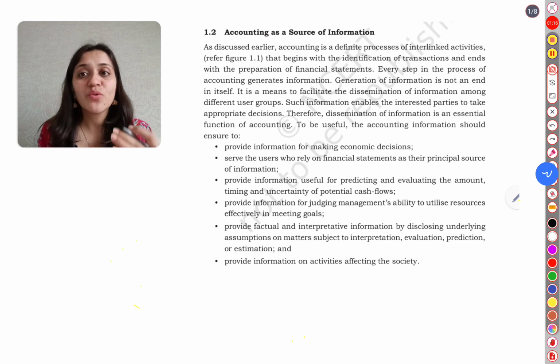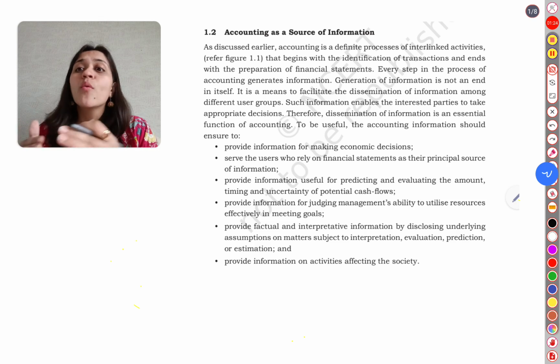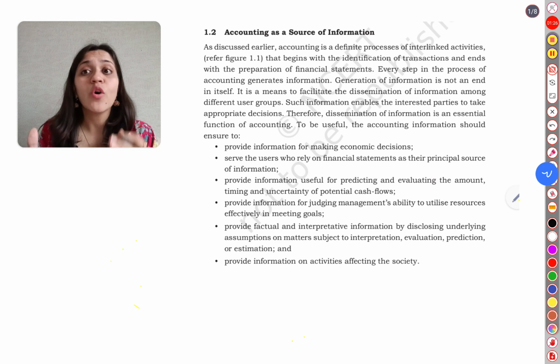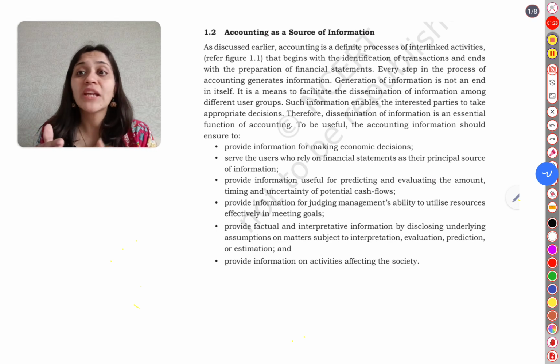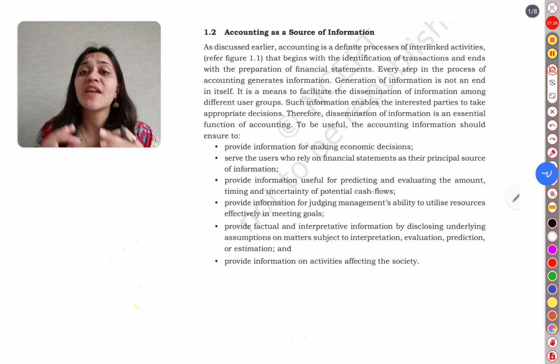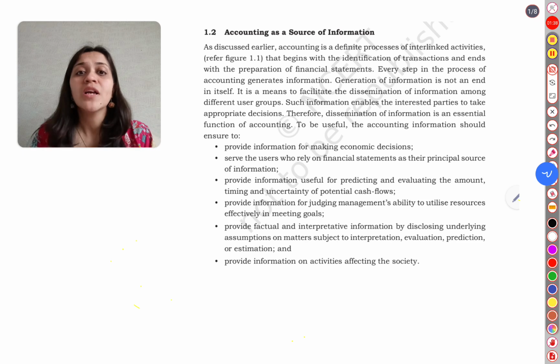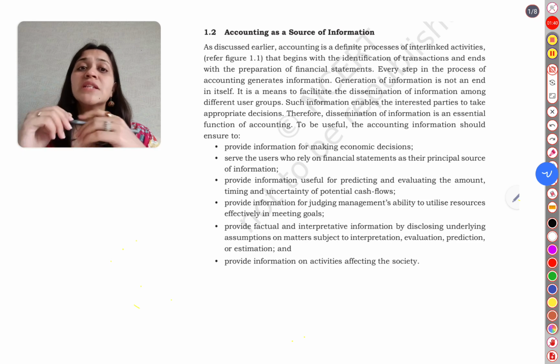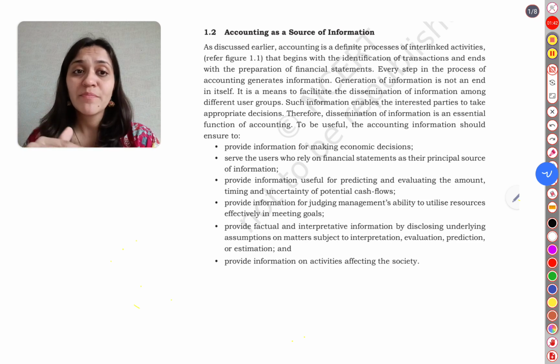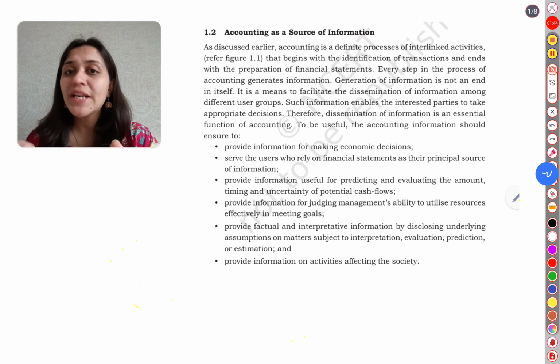And management, how the manager will think on his behalf, he might be thinking where the management is going wrong, or what the management has to do so that we can rectify, or we can improve ourselves in the next year or in the next financial year. So every perspective, every dimension for each and every individual might be different. Such information enables the interested parties to take appropriate decisions.